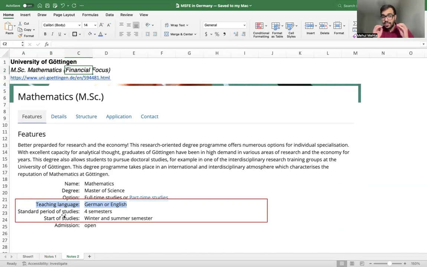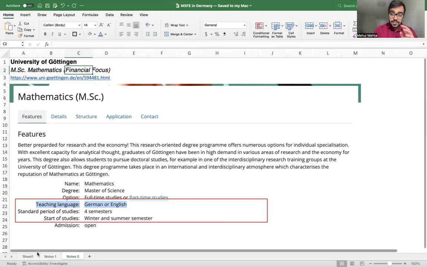Now the university has not mentioned whether the whole program is taught in German or in English. It says German or English.